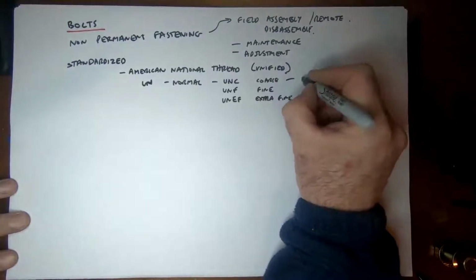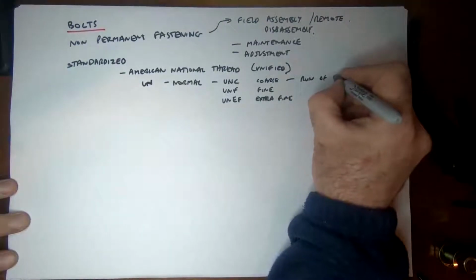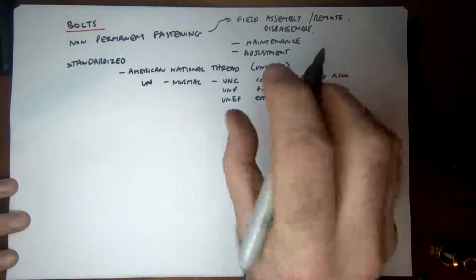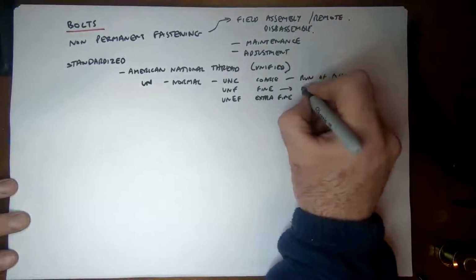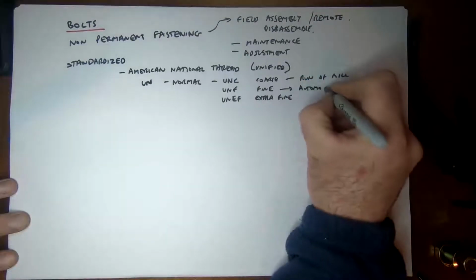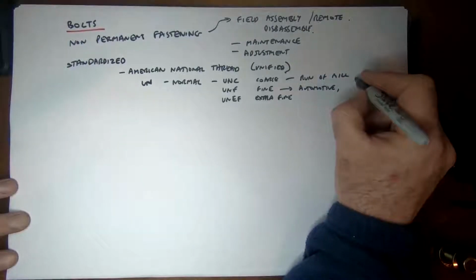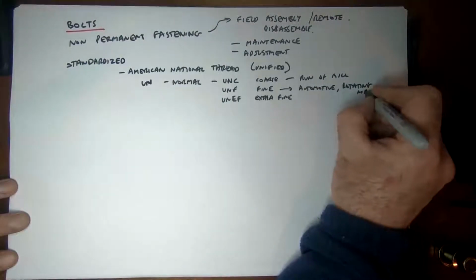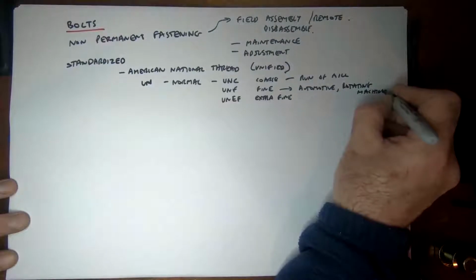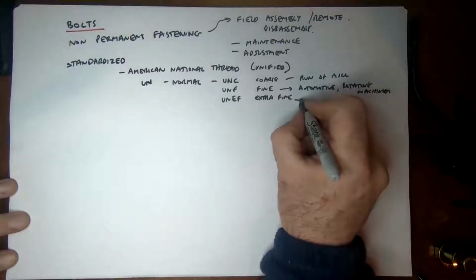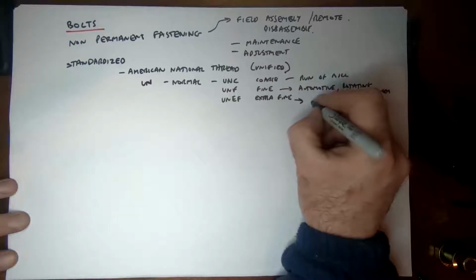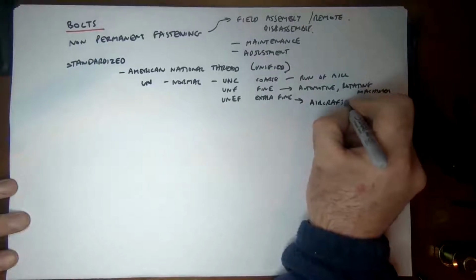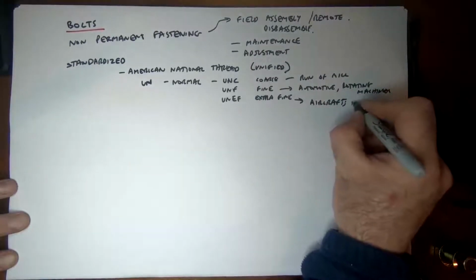So this is for your kind of run-of-the-mill application, regular stuff. This is for where we have vibration as an issue and the bolts can actually shake loose. So we'll use fine threads, so automotive and rotating machinery, that kind of thing. And if it gets really significant vibration, like for aircraft, and it becomes important, then we'd use the extra fine. Aircraft and instrumentation.